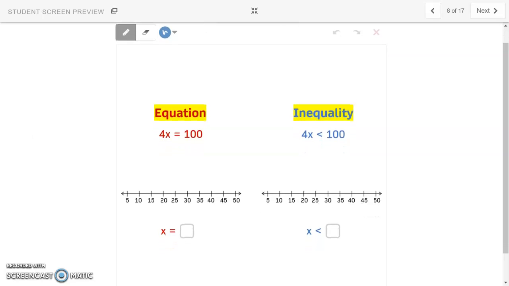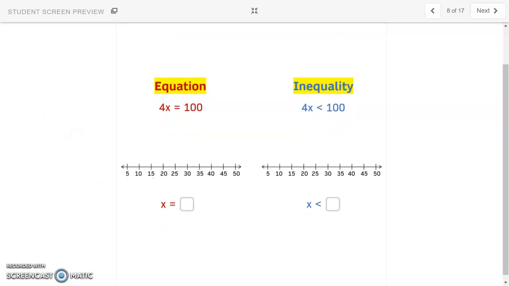Okay, so let's do a quick side-by-side comparison from an equation to an inequality. So you might see something like this, right? And there's really 2 parts to this page, so we'll break it apart. So if we saw this one-step equation, we know it's 4x equals 100. Our goal is to get just an x, so we're going to divide by 4, just like we were doing before winter break. Divide by 4, divide by 4. That gives us x equals 25, right?